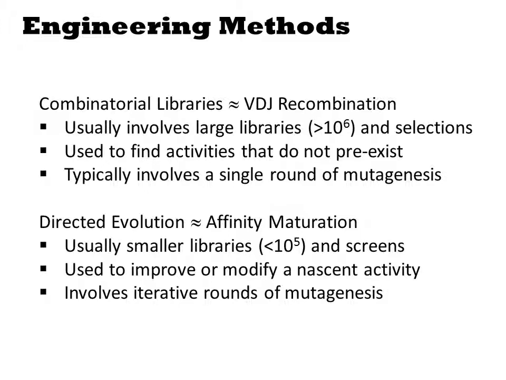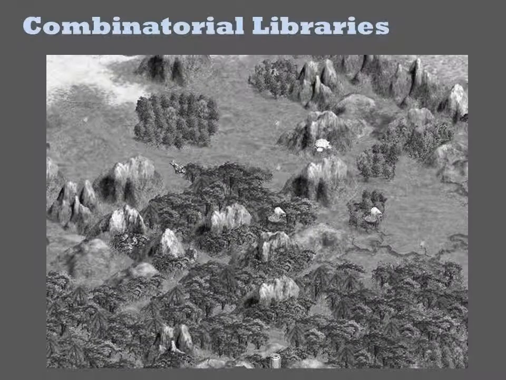It involves iterative improvements to a nascent activity through point modifications. In the wet lab, directed evolution libraries are typically smaller, and the enrichment process can be done with screens. They are used to improve or modify a nascent activity through iterative rounds of mutagenesis and screening.